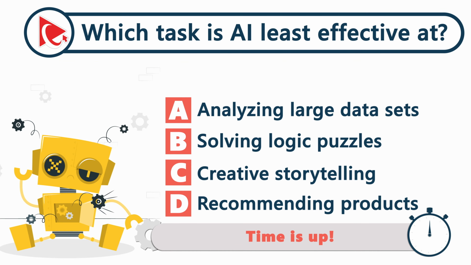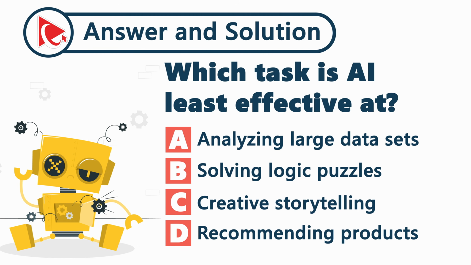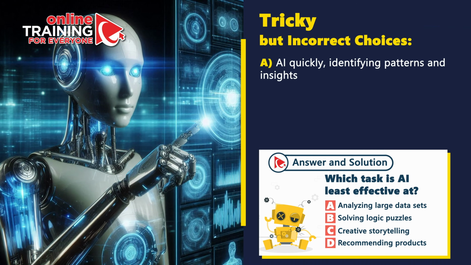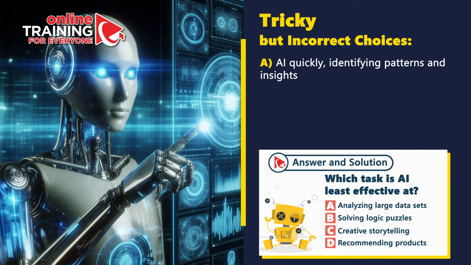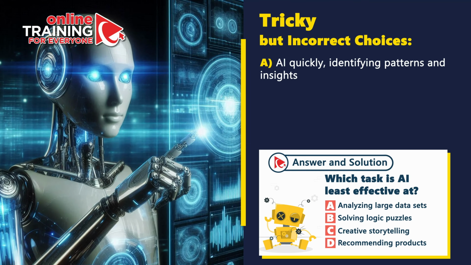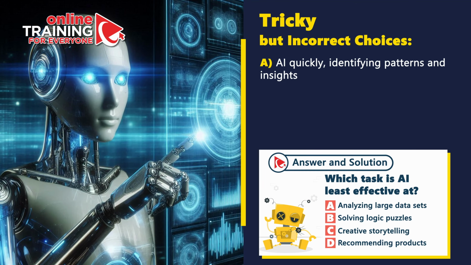Time's up. Do you have your answer ready? I hope so, because the solution here is really simple. Let's look at incorrect choices first and why they're incorrect. As you might have guessed correctly, AI is very effective at analyzing large data sets because it can process and analyze massive amounts of data, typically quickly and accurately. It can identify patterns and extract insights that would be very difficult for humans to detect.